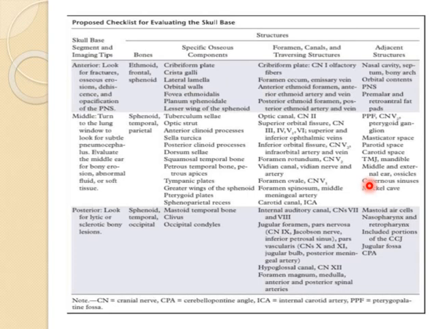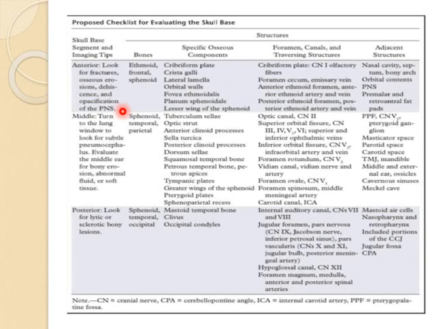In this checklist, we see the structures that must be evaluated when looking at the skull base CT. In the anterior cranial fossa, we must look for fractures, osseous erosions, dehiscence, and opacifications of the posterior nasal spaces. This includes all the foramina, their contents, and the adjacent structures.